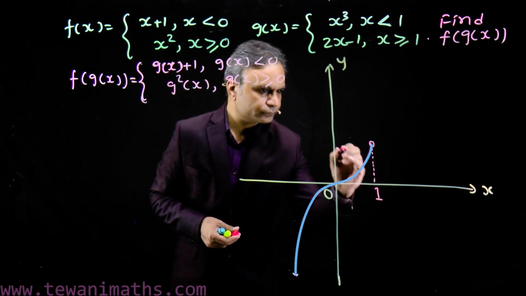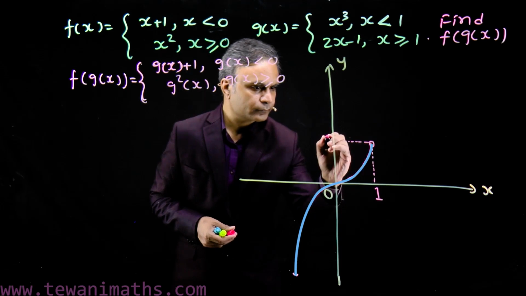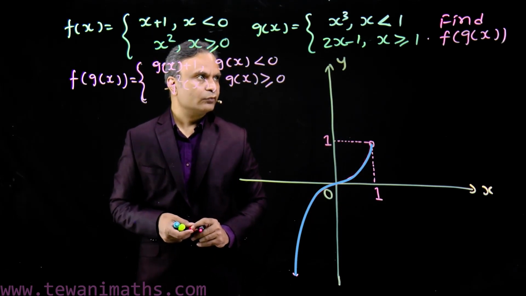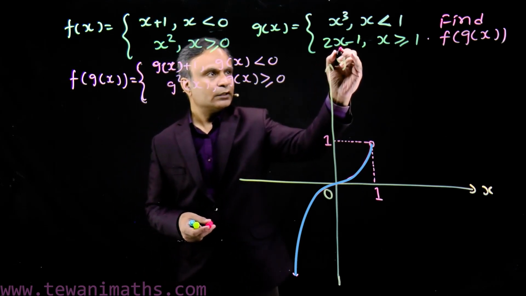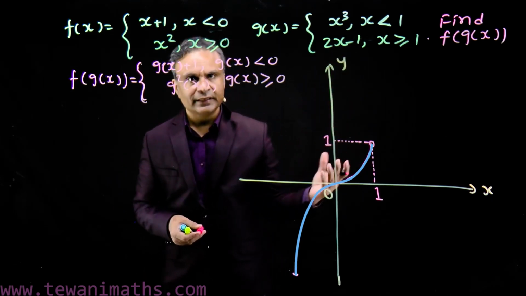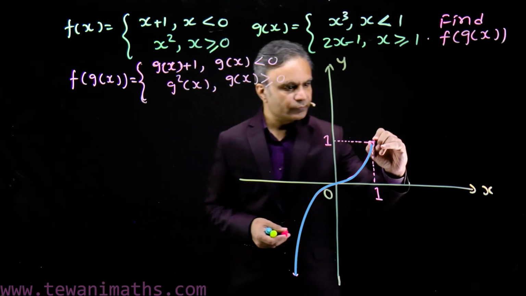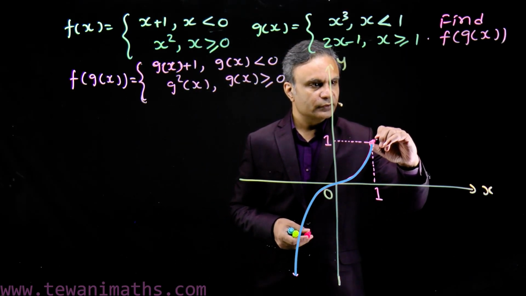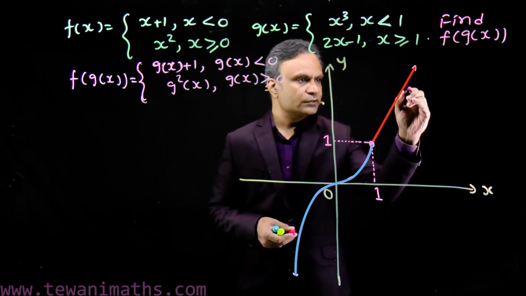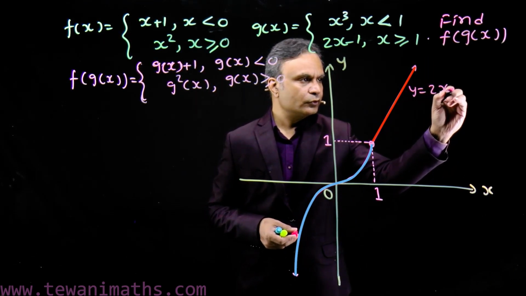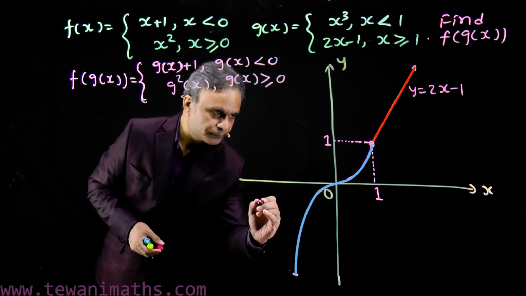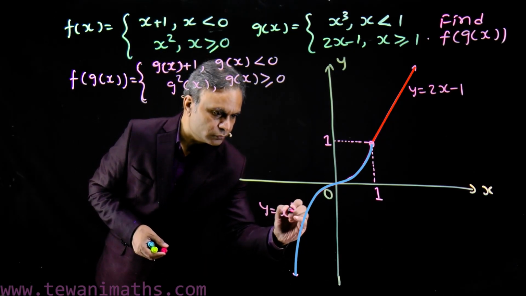Okay, then we have 2x minus 1 for x greater than or equal to 1. At x is equal to 1, value of 2x minus 1 will be 1. Okay, so we have a continuous function. And we have a straight line like this. This is y is equal to 2x minus 1, and this is y is equal to x cube.